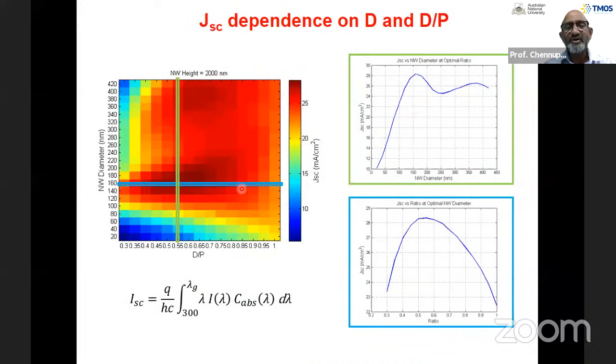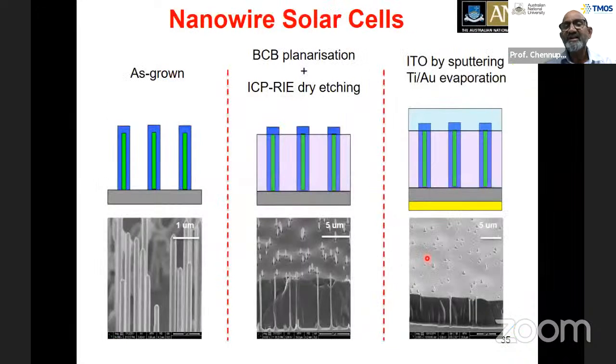Again, we looked at what should be the diameter of the nanowire and what should be the diameter to pitch ratio. You can see that a diameter of about 150 to 160 nanometers is ideal, and a diameter to pitch ratio of 0.5 to 0.6 is ideal. Again, the challenge is how to make contacts to these. You've got the nanowires here and fill them with polymer material, selectively etch this, put some indium tin oxide and the metal contacts at the bottom, and you shine light and look at the solar cell efficiency.